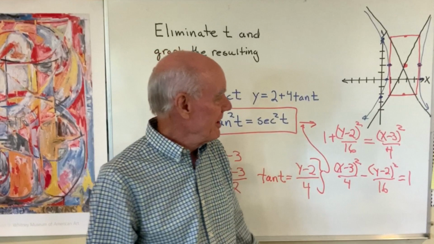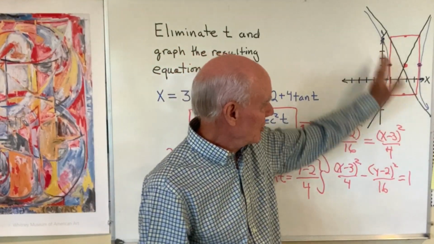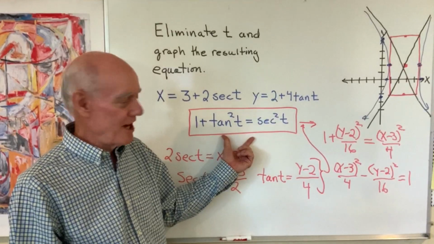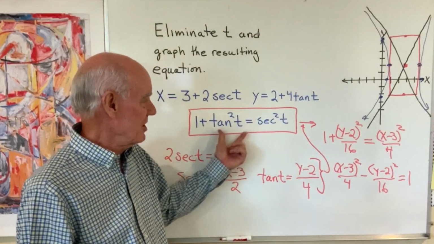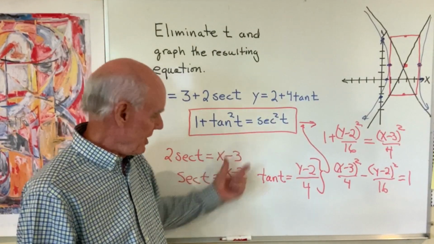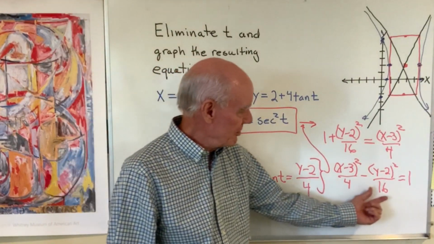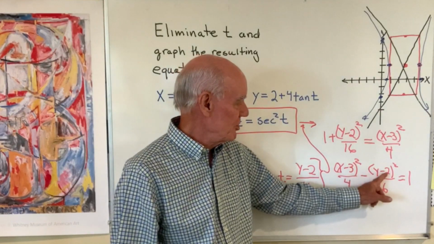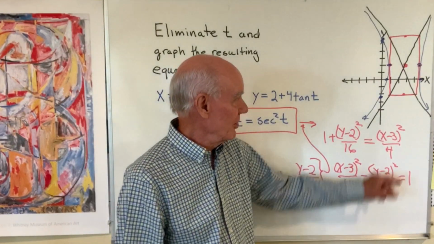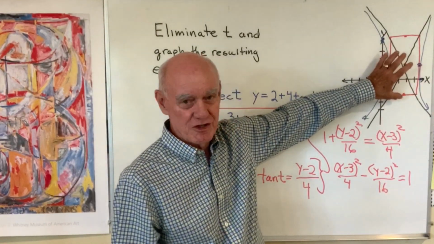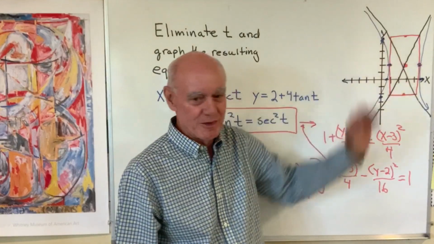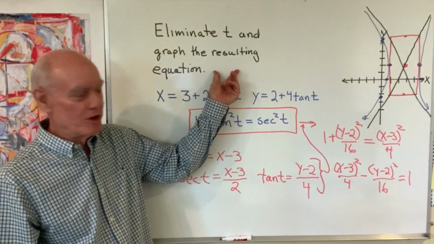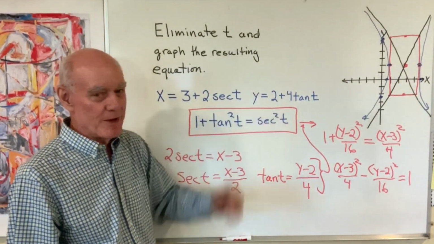In any case, this is going to be a hyperbola, and I find it by using this Pythagorean identity that relates the secant and the tangent. Okay, and then you can check your algebra right here, see that this is exactly the equation of a hyperbola, center at 3, 2, and then these numbers allow us to draw the little reference rectangle in there, and then I can see what the asymptotes are. So anyways, another problem where we eliminate the parameter t from a set of parametric equations.